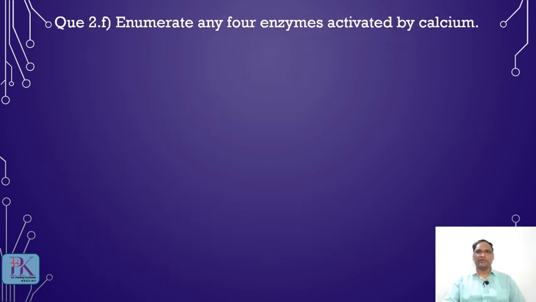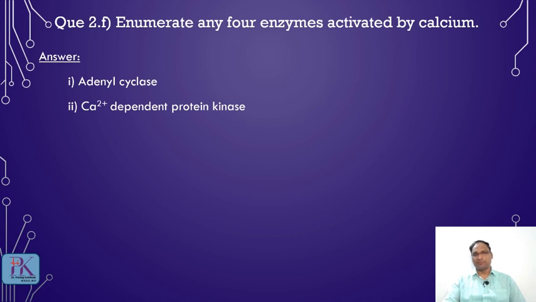The next question is: enumerate any four enzymes activated by calcium. A very straightforward question. Write four enzymes, half mark for each enzyme, and you get 2 out of 2 marks. To remember it, start from A, adenyl cyclase. It is the most important enzyme activated by calcium, so don't miss it. Just like your ABCD, you remember A. There is no B, but as there is calcium, there is a C: calcium dependent protein kinase and calcium magnesium ATPase.